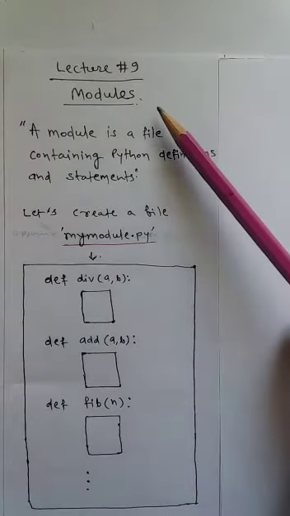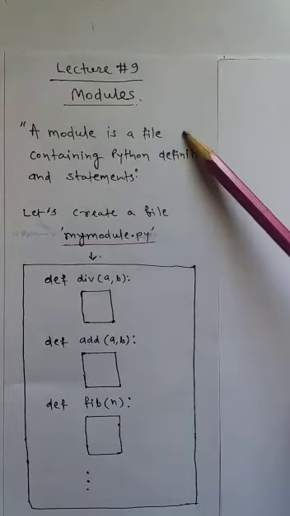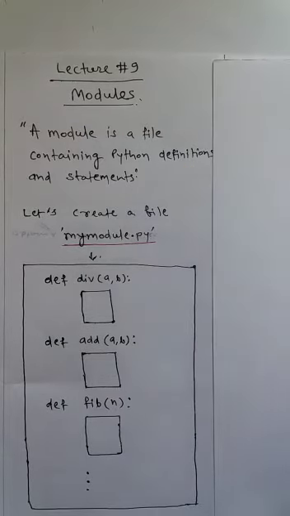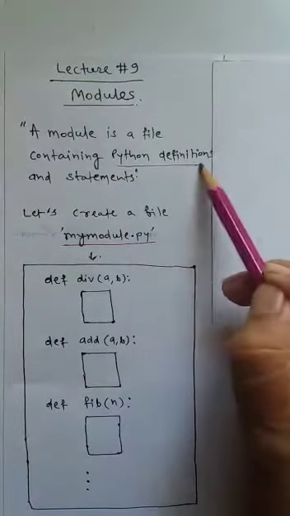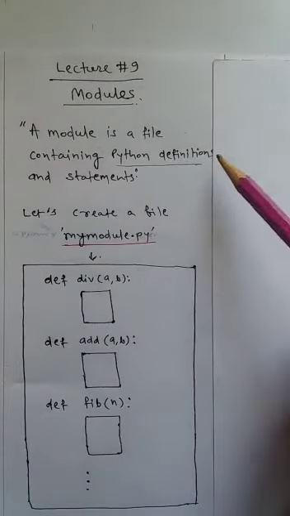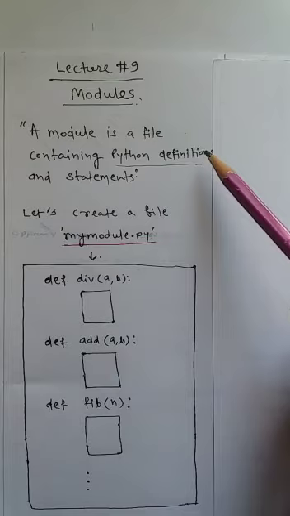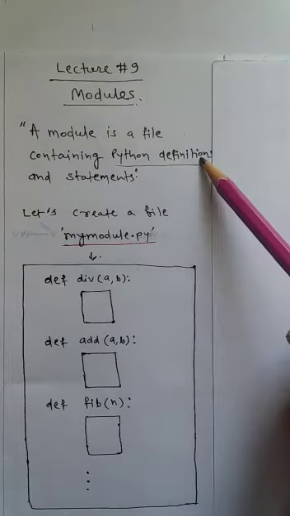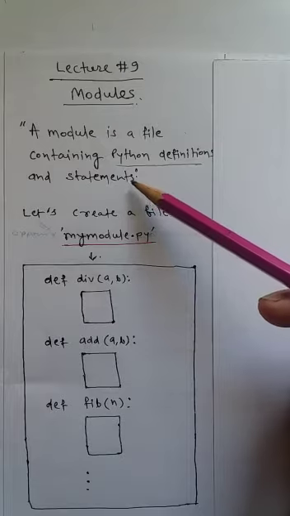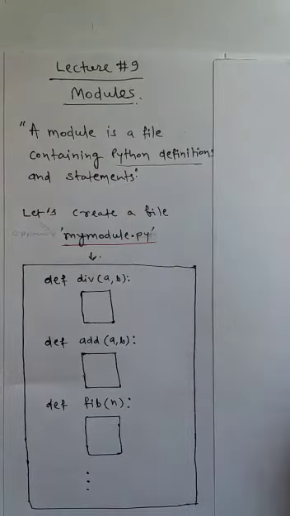Now, what is a module? A module is a file containing Python definitions and statements. What do you mean by Python definitions? In the previous class, we learned about functions in Python. These functions are called Python definitions. The statements are normally used to initialize the module.